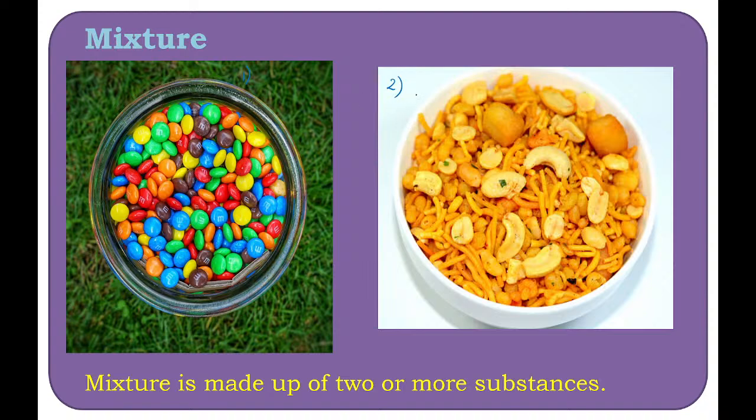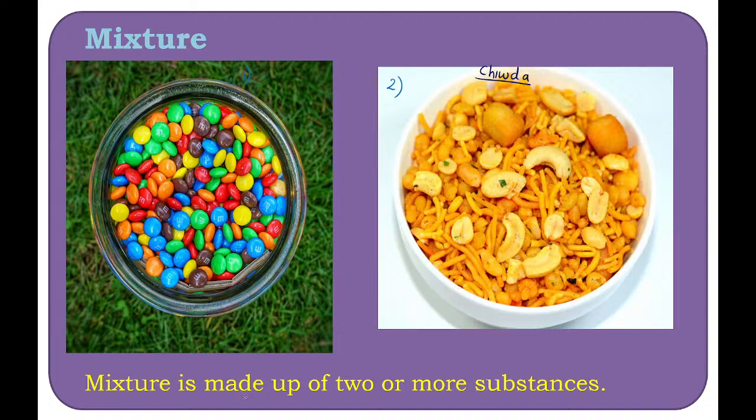Whereas in the second picture here, you have chura. Chura also is a mixture. So what do you mean by mixture? In a chura you find nuts, and some other components of the chura are there. So all these things make the entire stuff called chura. It's an edible stuff. Now what is a mixture?